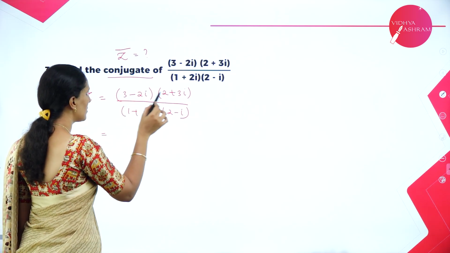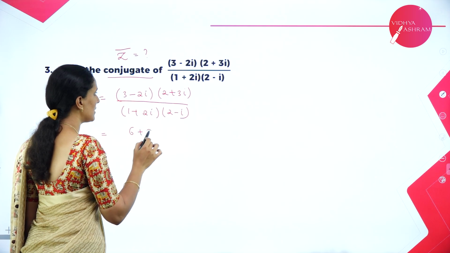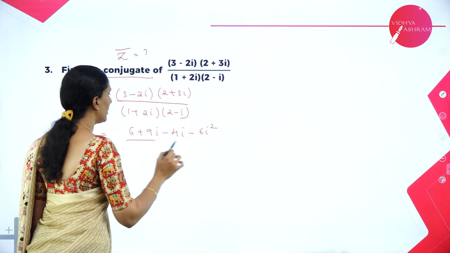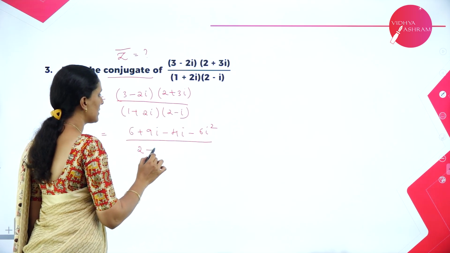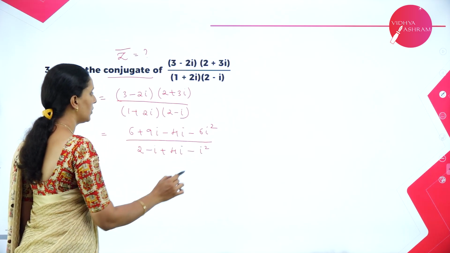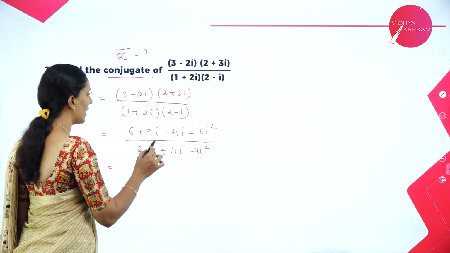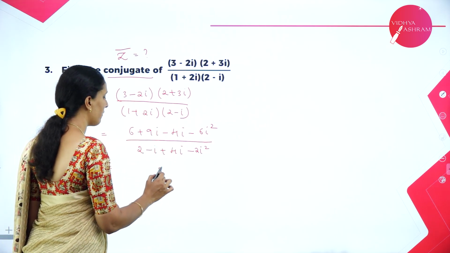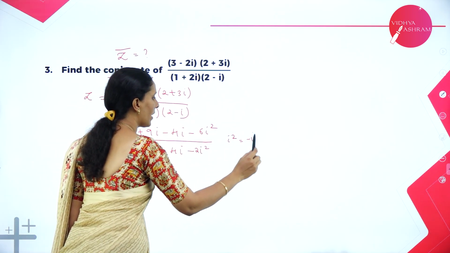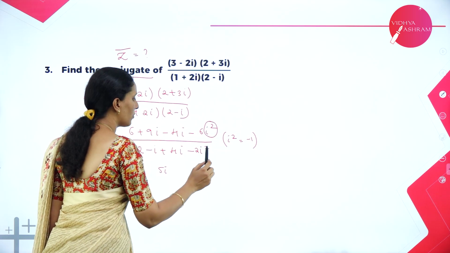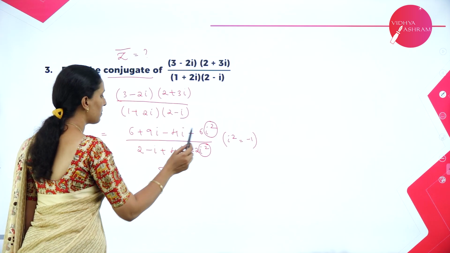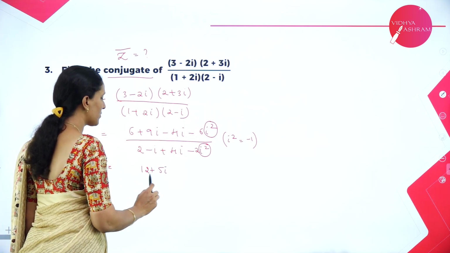Let's multiply this. We will get 6 plus 9i minus 4i minus 6i square, and the denominator is 2 minus i plus 4i minus 2i square. So next we will get 9i minus 4i is 5i, and we know that the value of i square is equal to minus 1. So if you substitute i square as minus 1 here, minus 1 into minus 6 is plus 6. So 6 plus 6 is 12. So here it is 12 plus 5i.